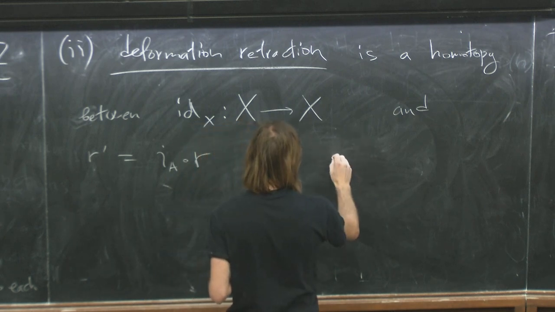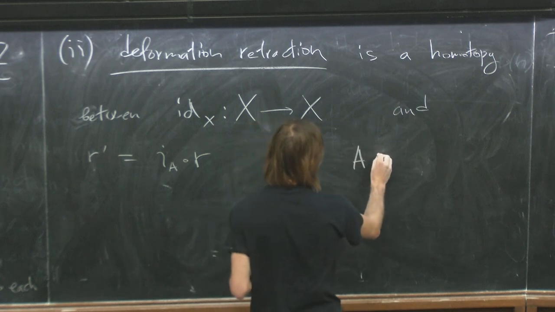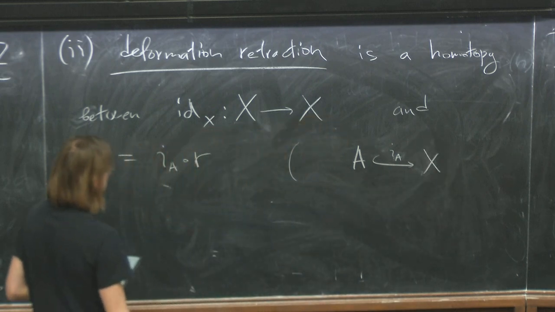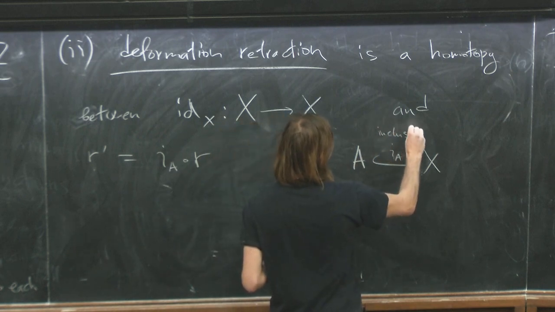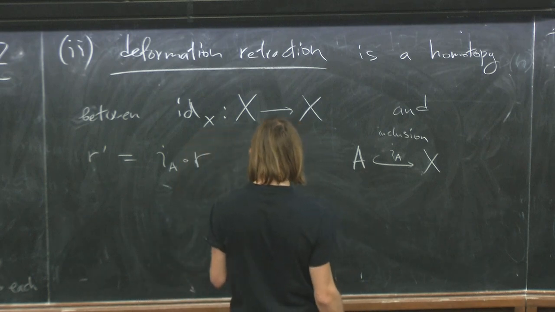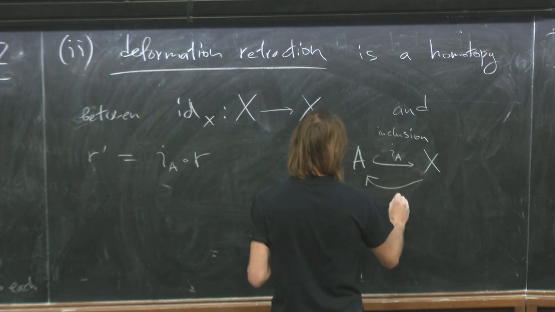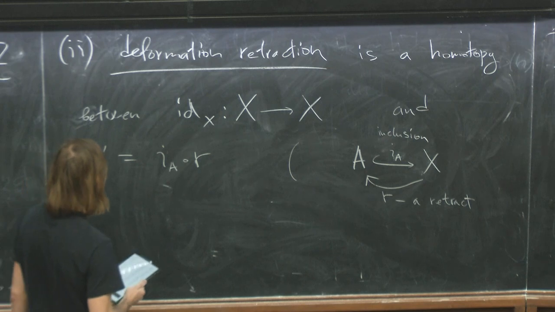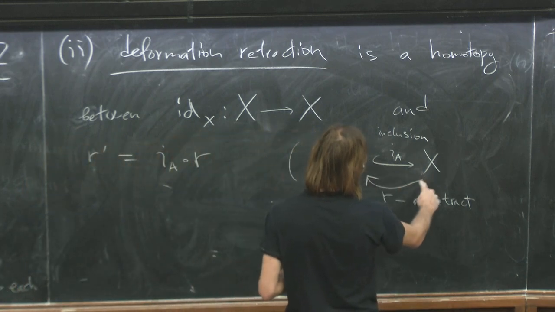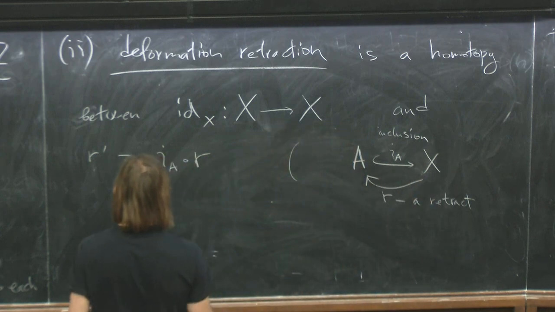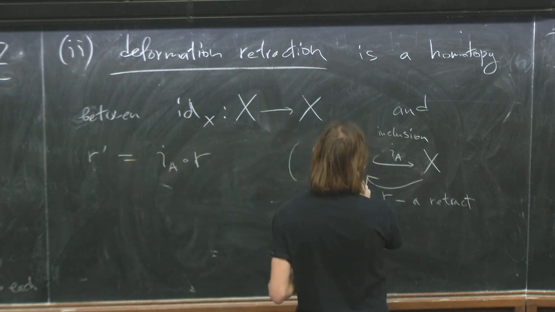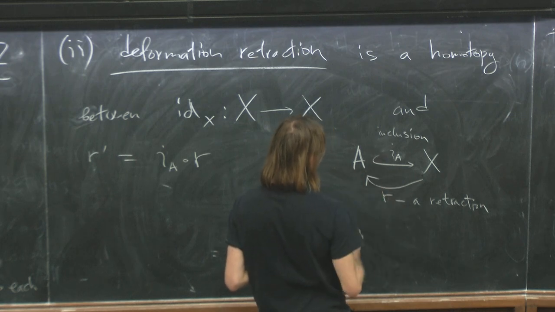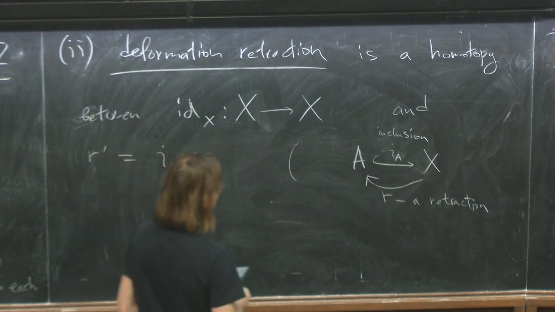Let me draw the following diagram. For a subspace, you can always consider the inclusion map. This is I_A, the inclusion, and R here is a retraction. So R prime is a composition of these maps, a map from X to itself. First, do the retraction from X to the subspace A, and then compose with the inclusion map, and you get a map from X to itself. But of course, the image of this map is A.